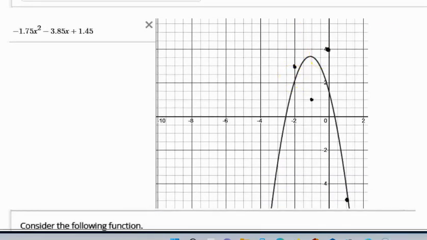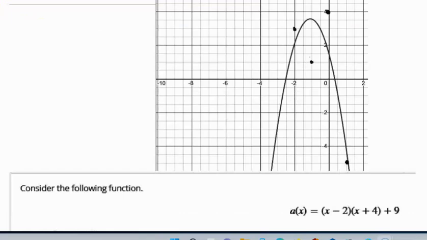Now, what might we pick out here? Well, what is the vertex? Well, we really can't tell because it's not on a grid line, but we could use the vertex formula to find it. And I'm not sure they're asking for this. Let me look ahead here. No, we're going on to another example.